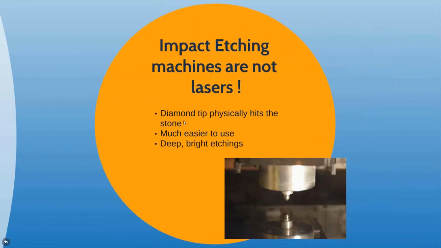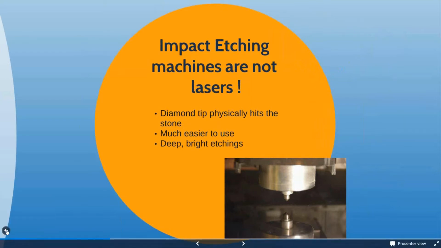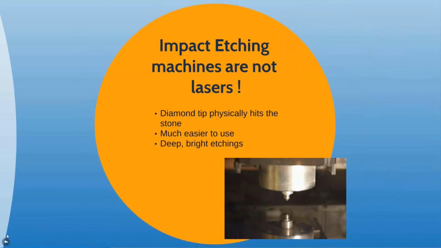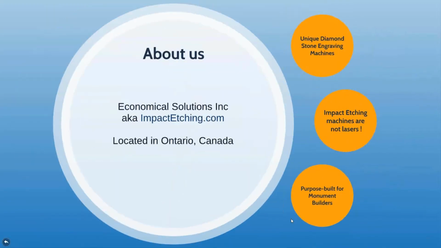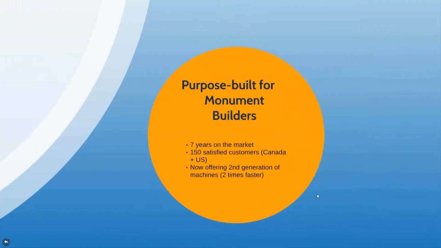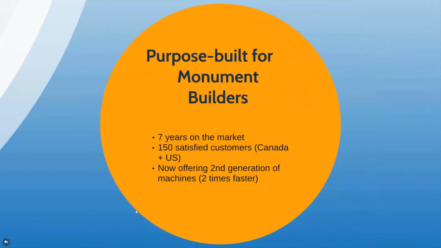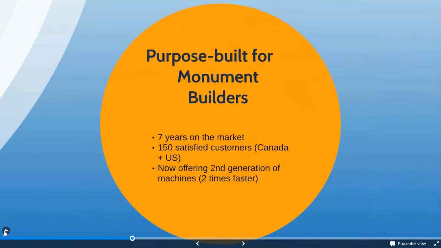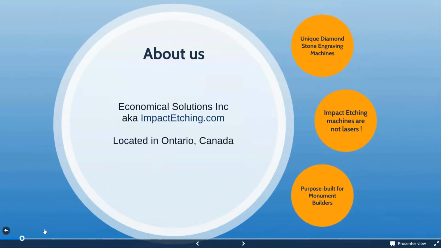One thing to understand about our machines is that they are not lasers. They physically hit the stone with a diamond tip, and that makes them much easier to use. They create deep and bright etchings. Our machines are purpose-built for monument builders. We've been on the market for more than 7 years, and we have around 150 satisfied customers between Canada and the US.